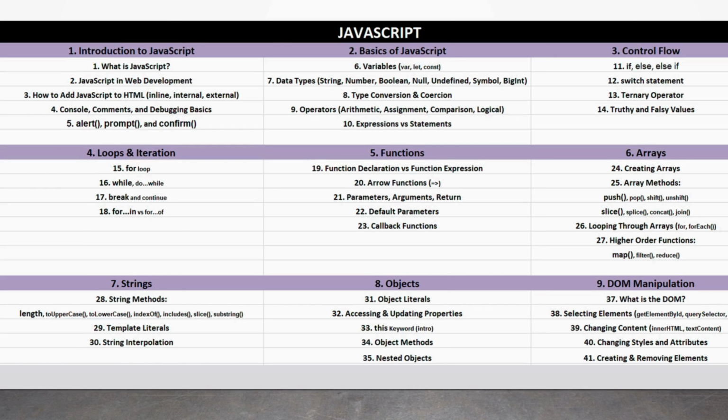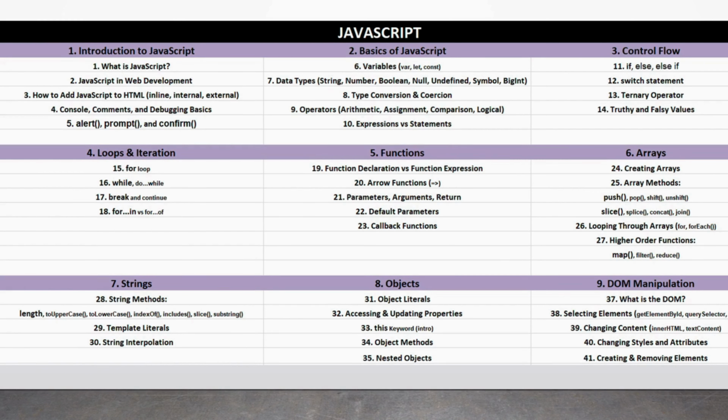These are the higher order functions we are going to learn. In strings, some methods and template literals and string interpolation we are going to learn. In objects, creating an object and this keyword, object methods, nested objects, etc. So a very important topic is DOM manipulation. What is DOM? Selecting elements, getElementById, query selectors, and changing content, innerHTML, textContent, changing styles.